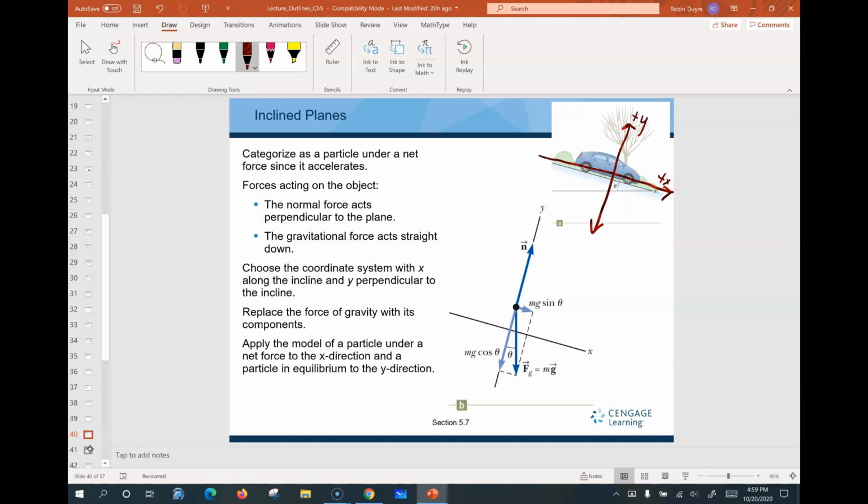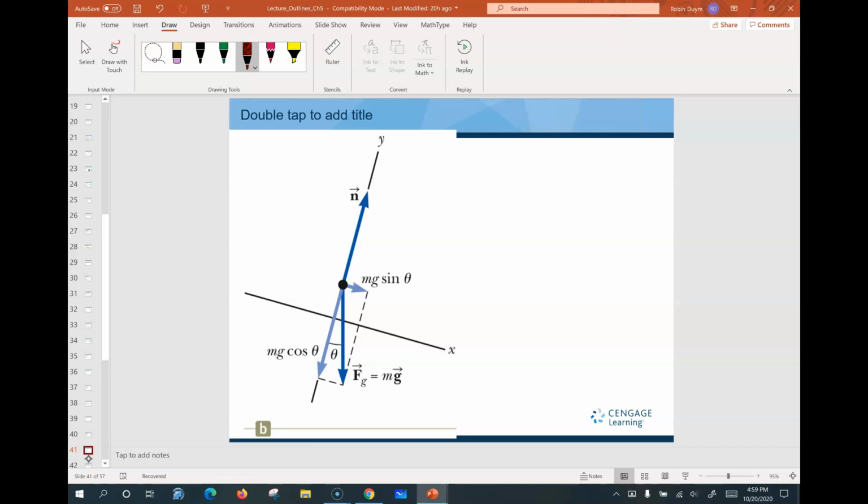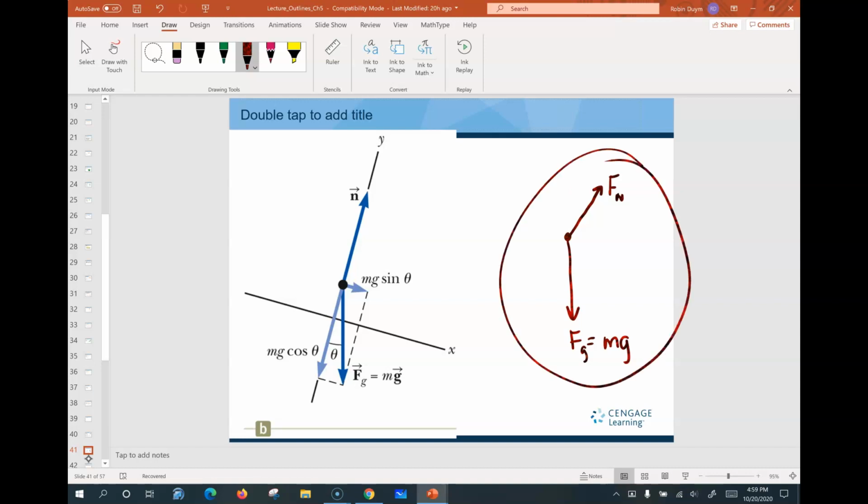I'm actually going to go to the next slide here because this is really a pseudo free body diagram that they have listed. What you would do, for example, on an AP test is you would just label the normal force, and then straight down would be the force of gravity, which is the weight of the car, mg. So you draw this first, and then you would break up your vectors into components.